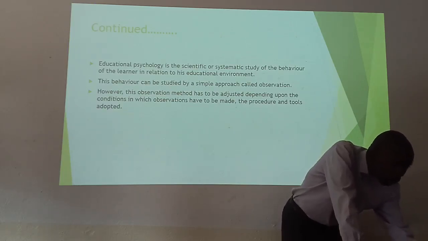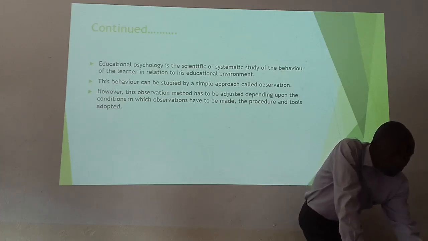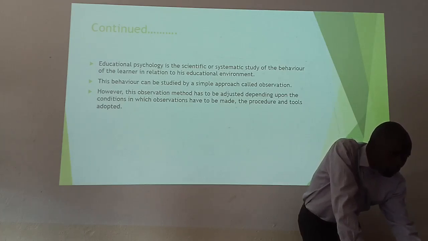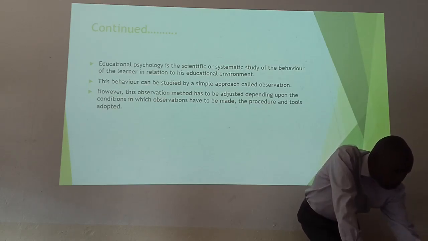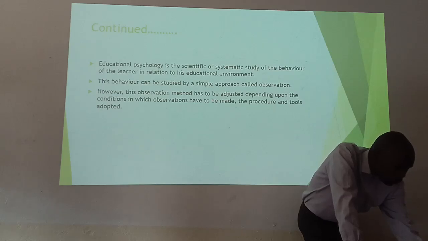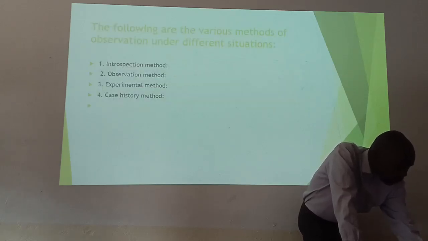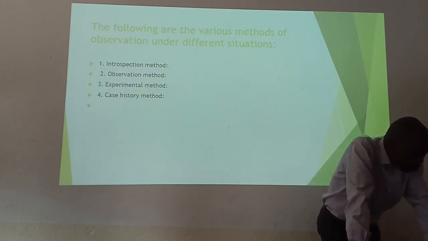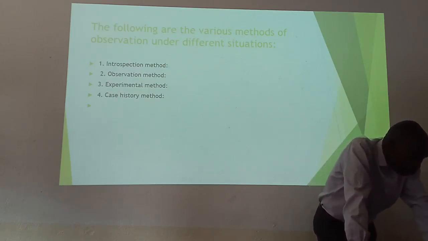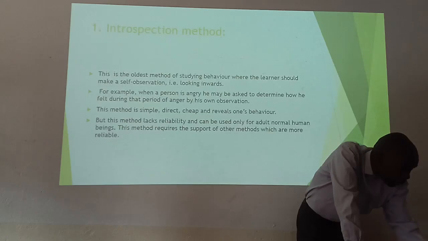Education psychology is the scientific or systematic study of behavior of the learner in relation to his educational environment. This behavior can be studied by a simple approach called observation. However, these observation methods have to be adjusted depending upon the conditions in which observation has to be made, the procedure and tools adopted. Here are the methods of observation under different situations: introspection method, observation method, experimental method, case study method.